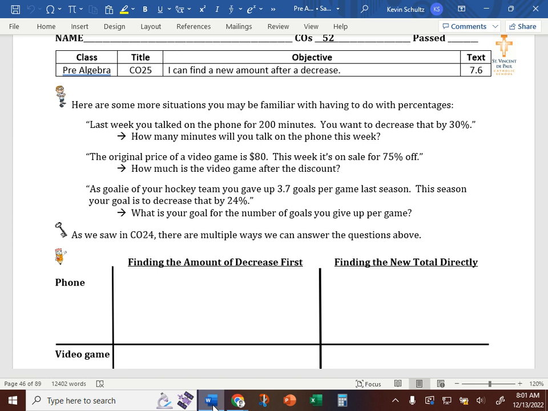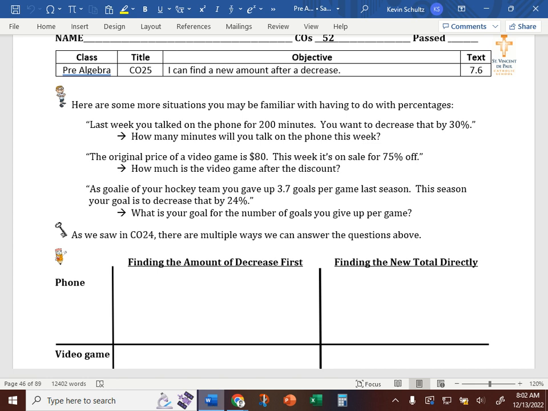Now think back to CO24. Who liked finding the amount of the increase first and having to add that to the original? Who liked the formula better for finding the new total directly? Why don't you raise your hands? Well, thank you for the two people who didn't like either of them. Maybe that was the secret option C. Who liked both of them? Whose hands are tired? So they don't want to put them up in the air.